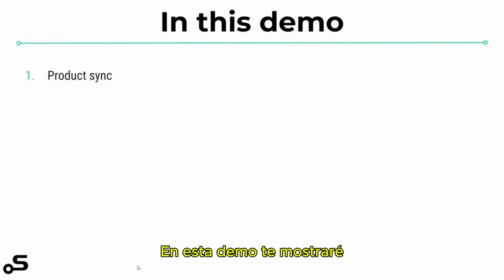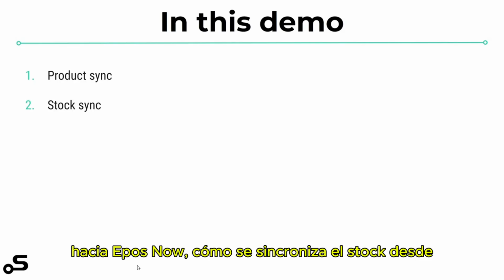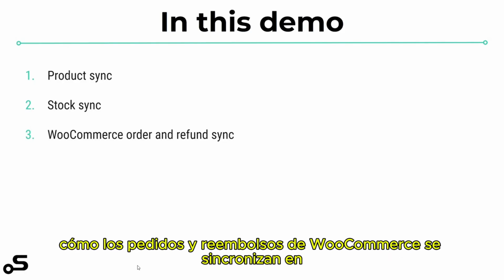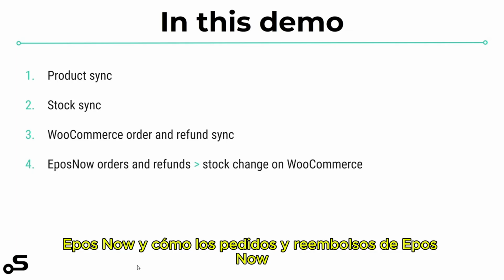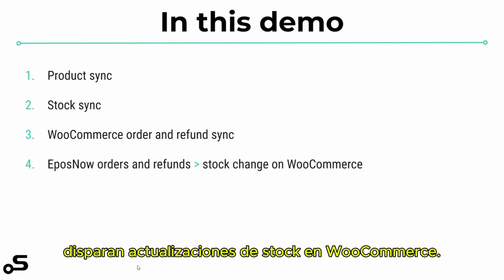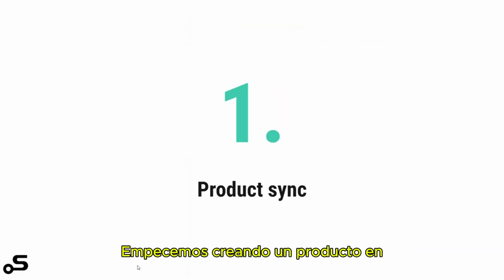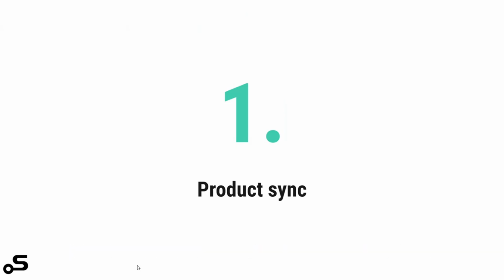So in this demo, I'm going to take you through how a product syncs from Woo to Epos Now, how stock syncs from Epos Now to Woo, and I'll also show you how Woo orders and refunds sync into Epos Now, and Epos Now orders and refunds, triggering stock updates back onto WooCommerce. So let's start with creating a product on Woo which does not exist on Epos Now.